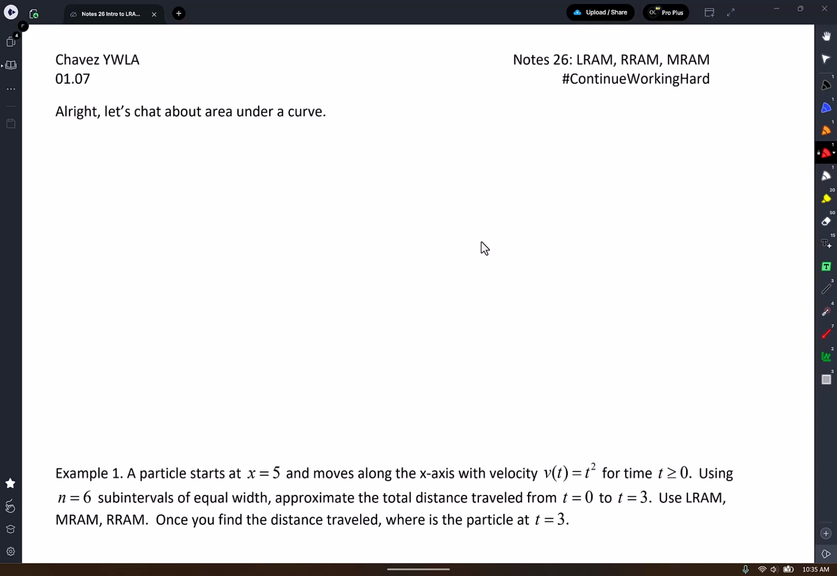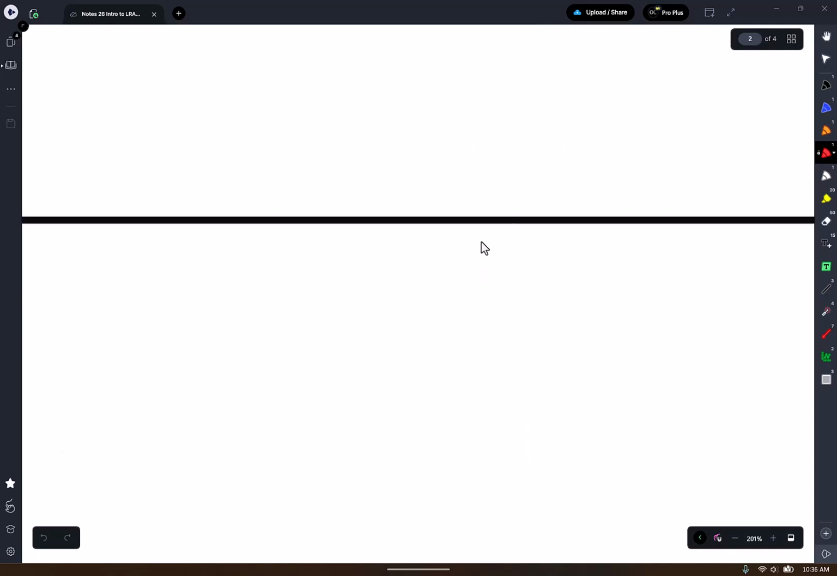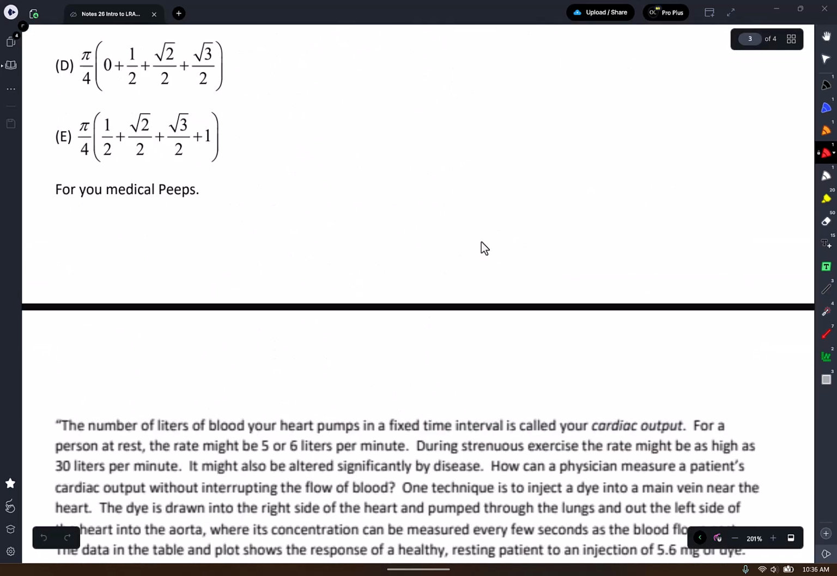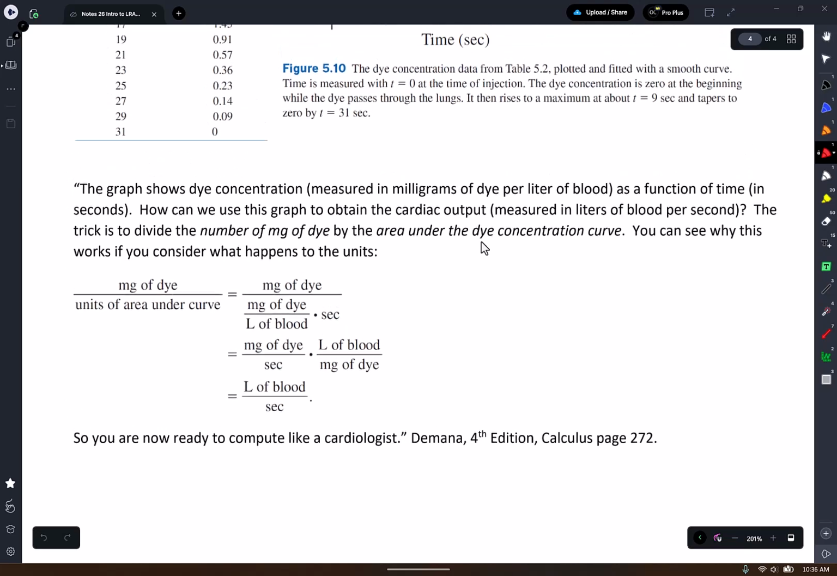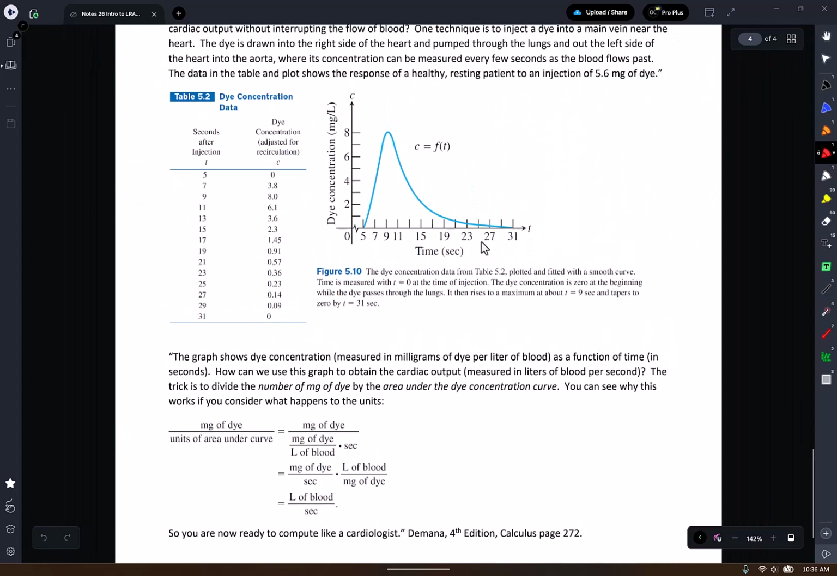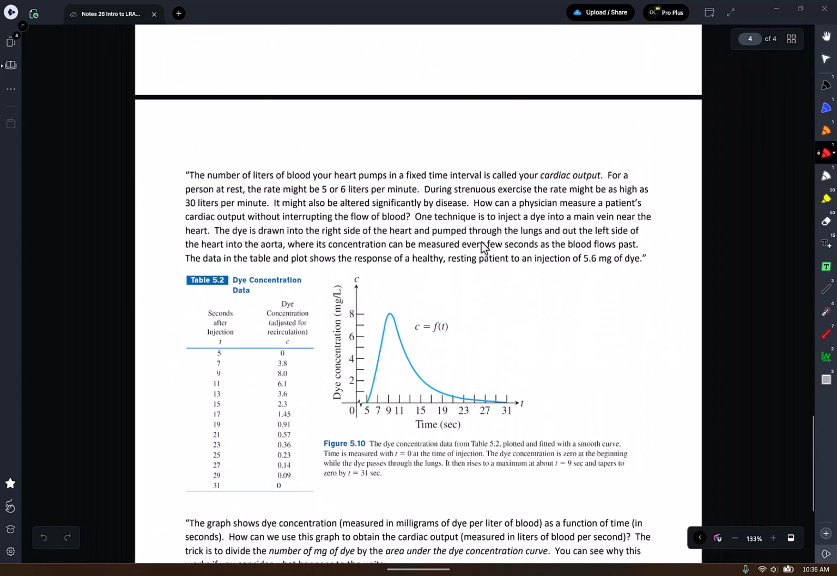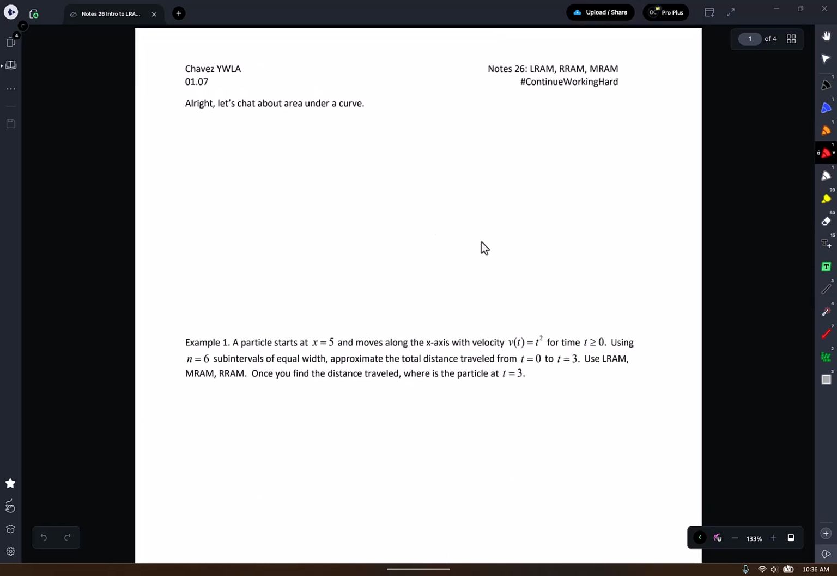Okay. All right, guys, let's chat about area under the curve. Don't worry, there's actually a lot of application in here. How many medical doctors do we have in here, or medical people? Look at this application here about medical. I guess we'll talk about it when we get there. All right, area under the curve.